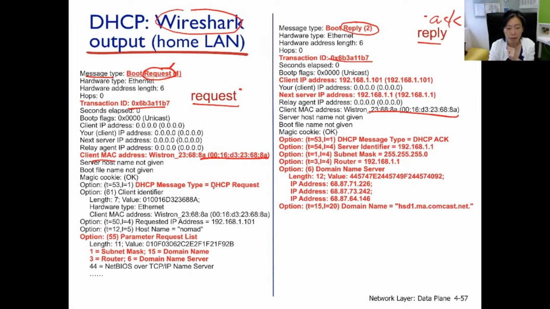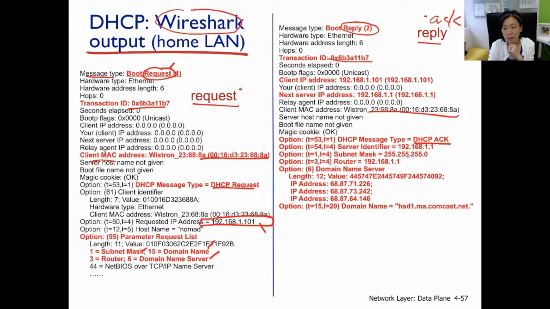And then, this is the DHCP request, and this is the DHCP ACK. The client is asking for these. The IP address is not clear yet, so it is requesting this IP address. This is not a sure thing. It's just the client suggesting, can I get this IP address? And it's also asking for domain name servers and the subnet mask.